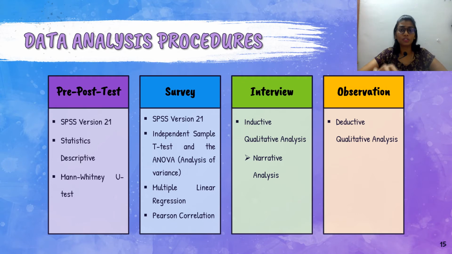The researcher also used multiple linear regression to identify the influences of independent variables towards the dependent variable. And lastly, using the Pearson correlation analysis, the researcher tried to study the interrelationship between the variables and examine the influences of other variables towards the dependent variable.